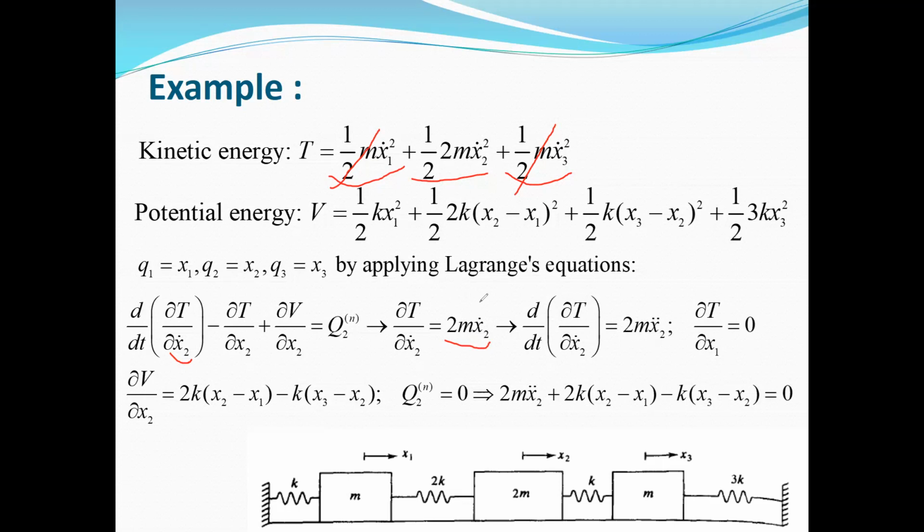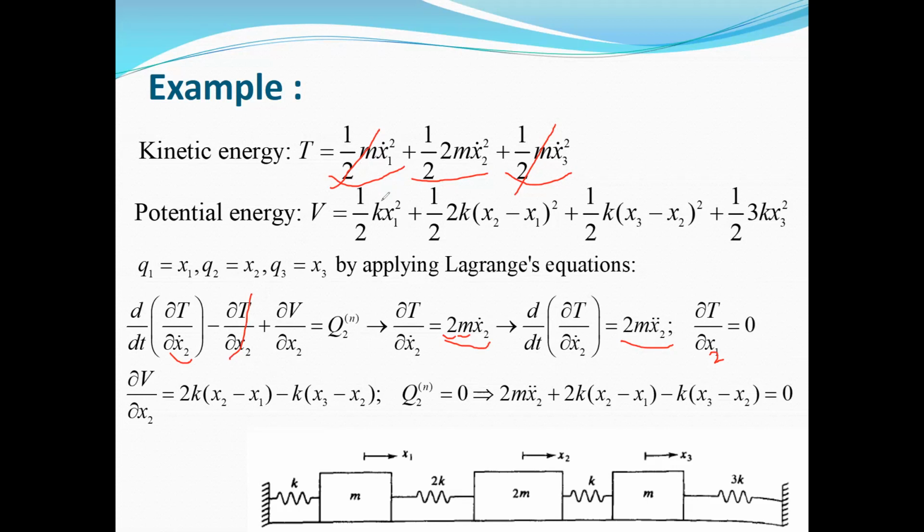And now the derivative of this term with respect to time, because 2 and m are constant values, is equal to 2m times x2 double dot. The partial of T with respect to x2, of course, it must be x2. Here I made a mistake. The partial of T with respect to x2 is equal to 0 because, again, there is no x2 in the kinetic energy. So this term is 0.